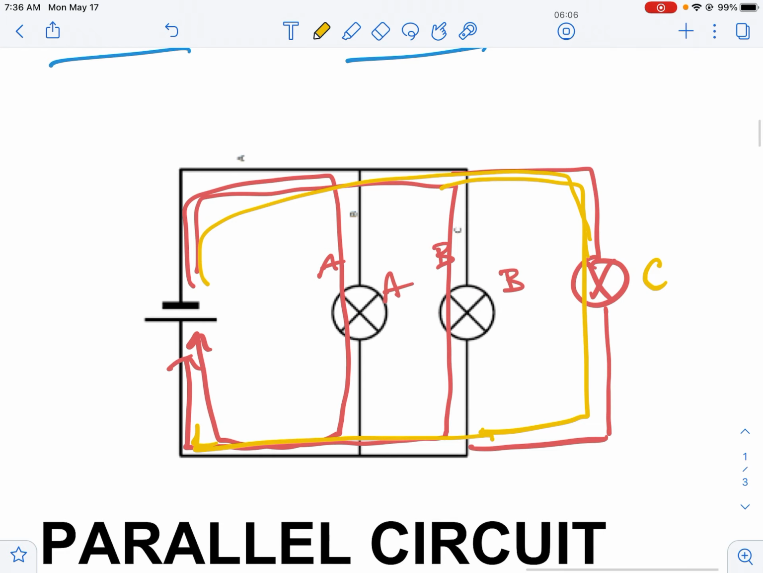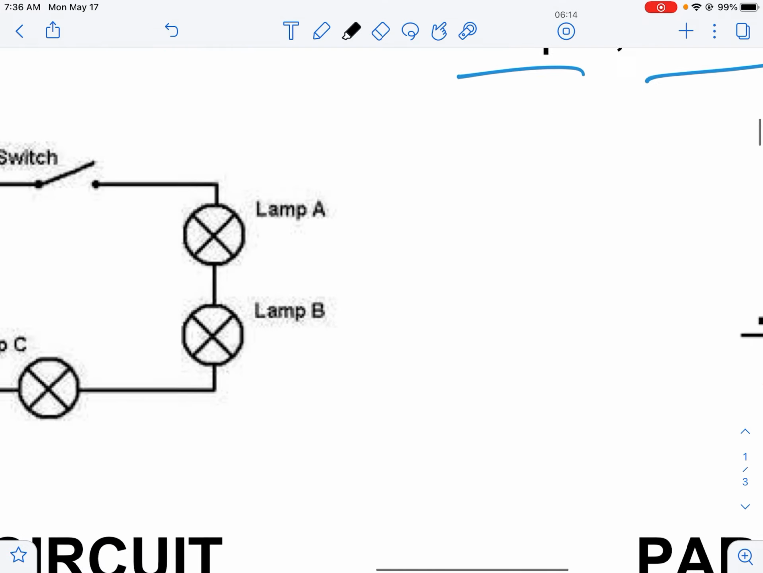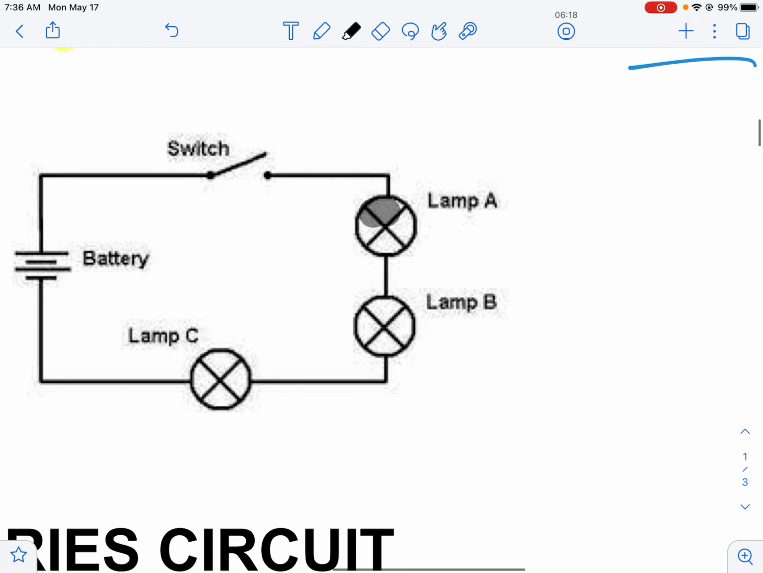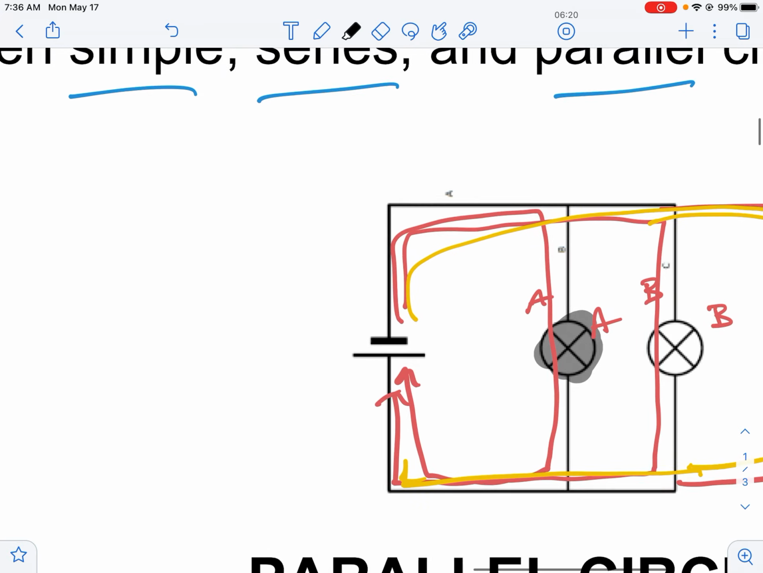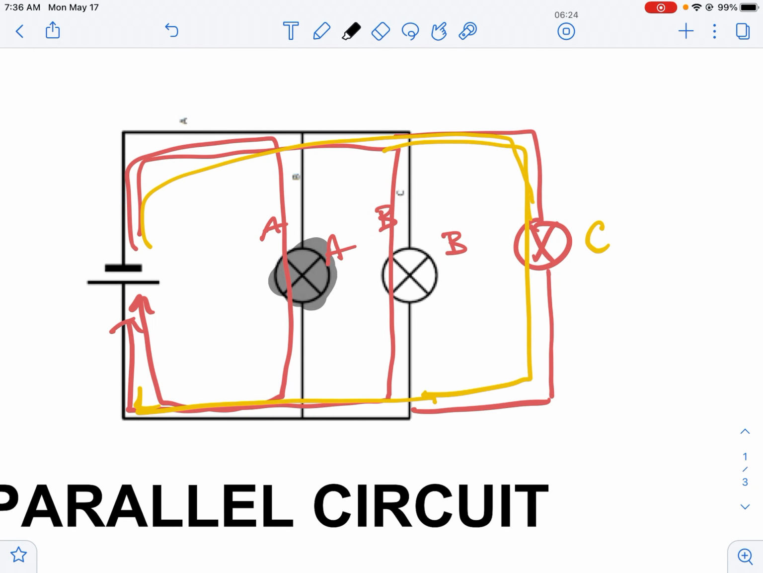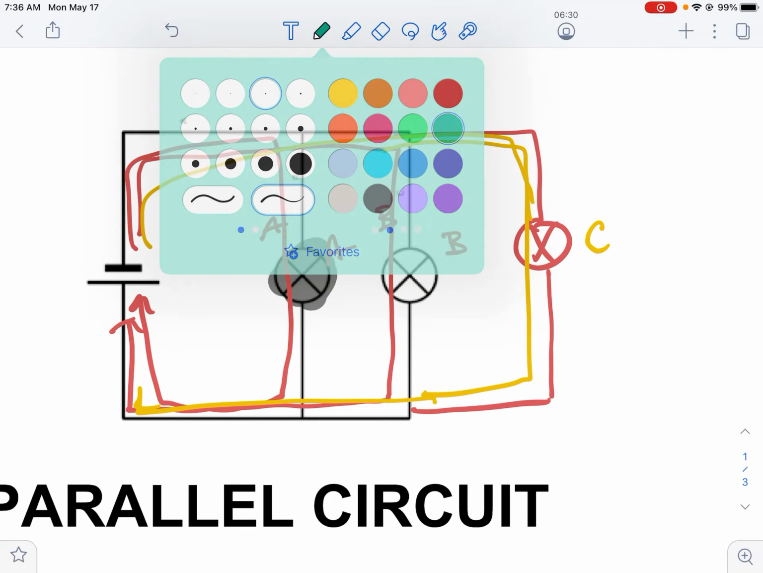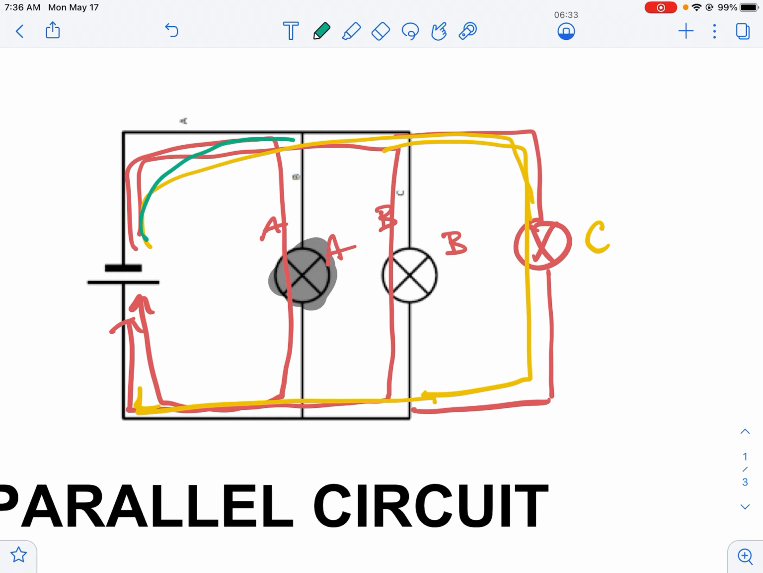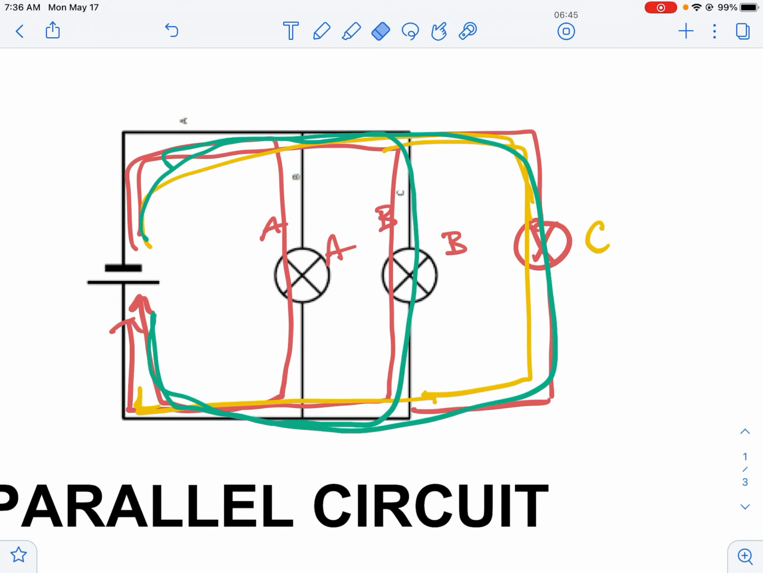Now, what do you think that means? If we go back up here, if something happens to light bulb A, are B and C still going to light? Now, in a series circuit, right, if lamp A goes out, everything goes out. Is that also true in a parallel circuit? No, it's not. Good for you. If lamp A goes out, there's still a way for the current to get all the way through B and all the way through C, right? So if lamp A goes out, B and C are still going to light. If B goes out, A and C are still going to light.